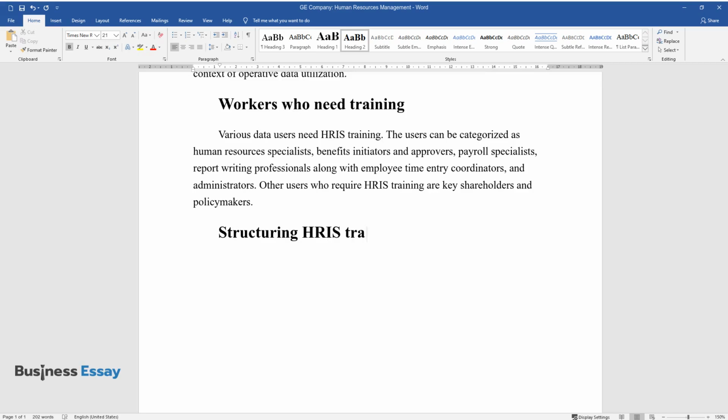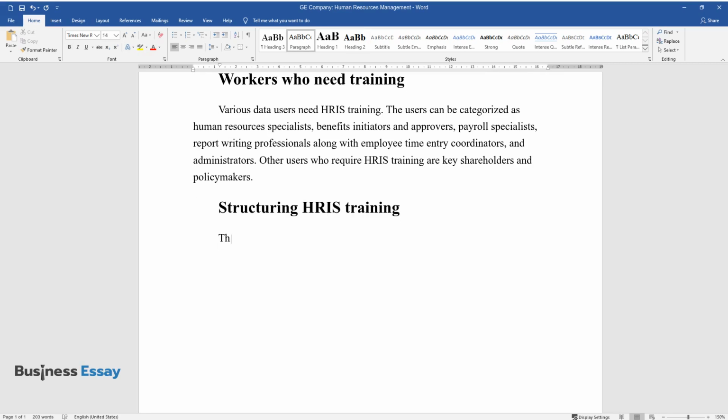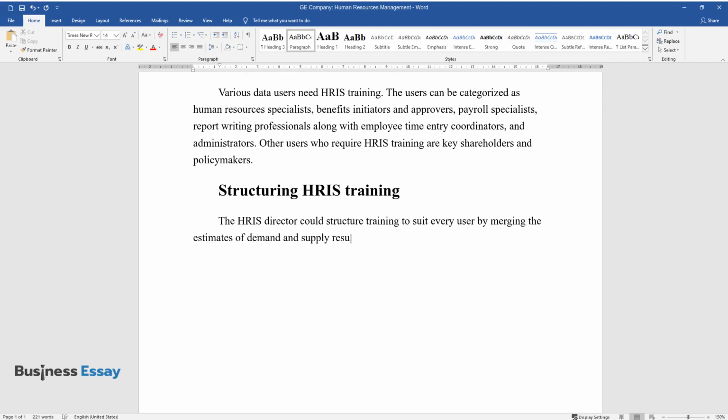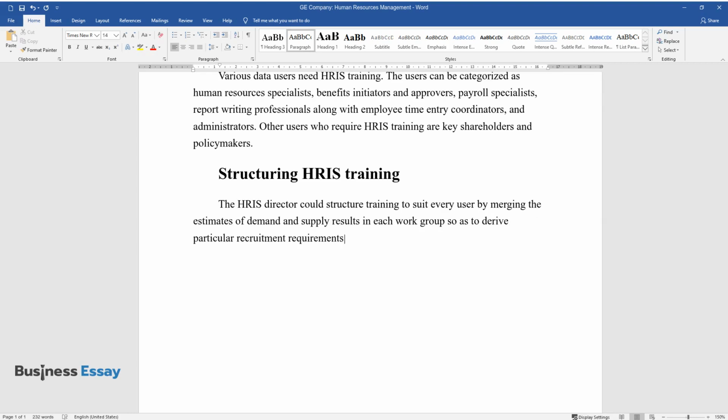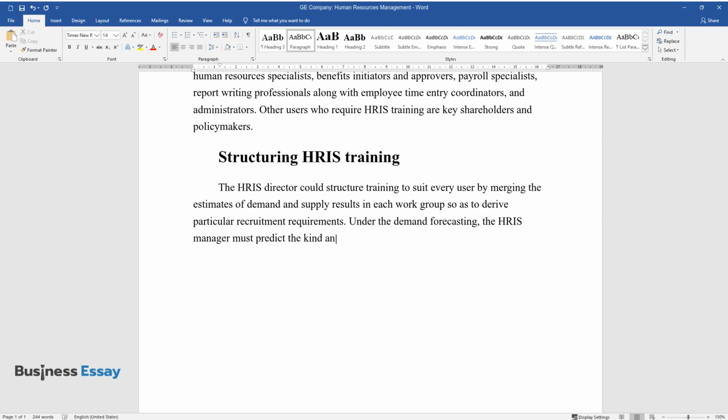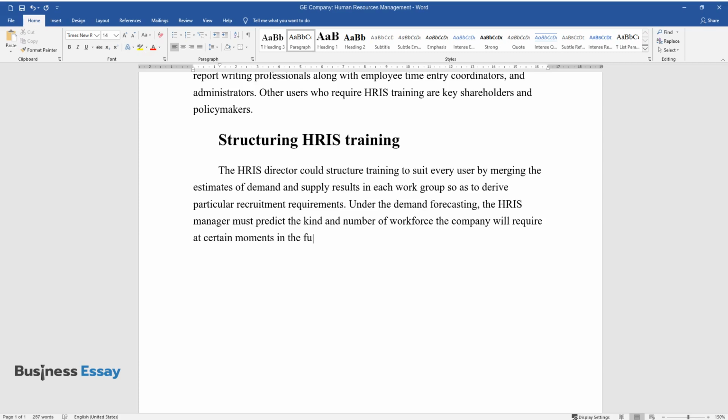Structuring HRIS training. The HRIS director could structure training to suit every user by merging the estimates of demand and supply results in each workgroup so as to derive particular recruitment requirements. Under the demand forecasting, the HRIS manager must predict the kind and number of workforce the company will require at certain moments in the future.